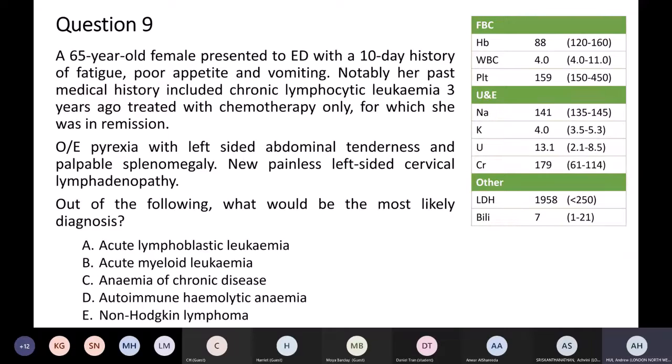Okay, so the next question. A 65-year-old female presented to ED with a 10-day history of fatigue, poor appetite, and vomiting. Notably, her past medical history included chronic lymphocytic leukemia 3 years ago, treated with chemotherapy only, for which she was in remission. On examination, there was pyrexia with left-sided abdominal tenderness and palpable splenomegaly. There was also a new painless left-sided cervical lymphadenopathy.